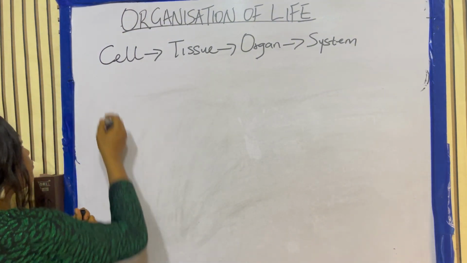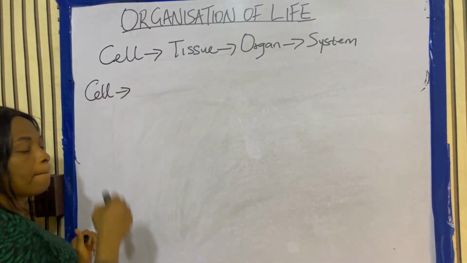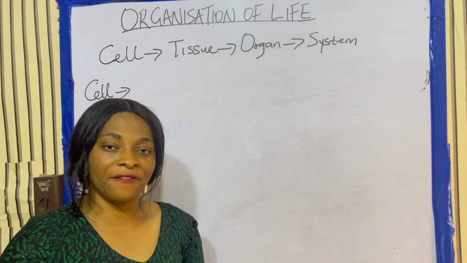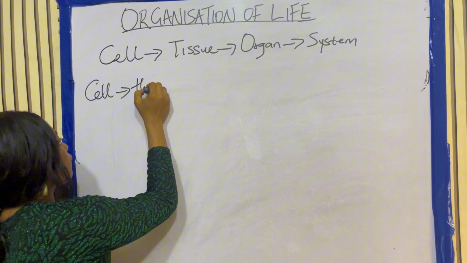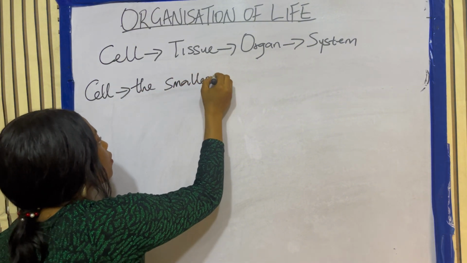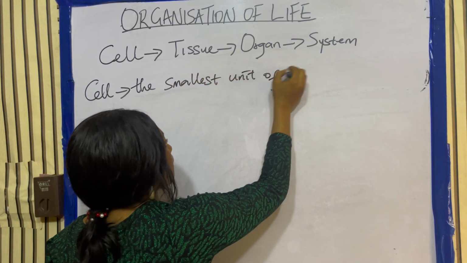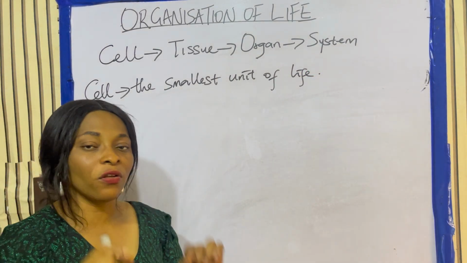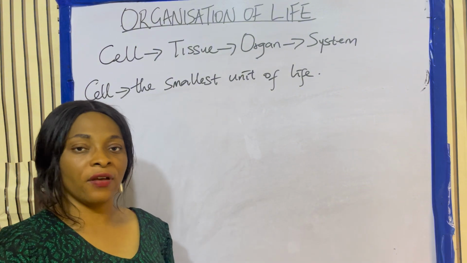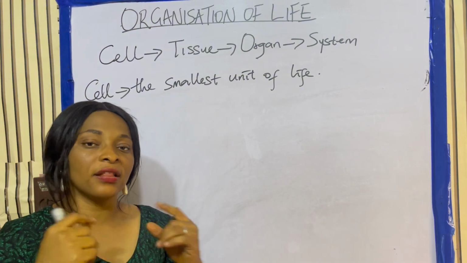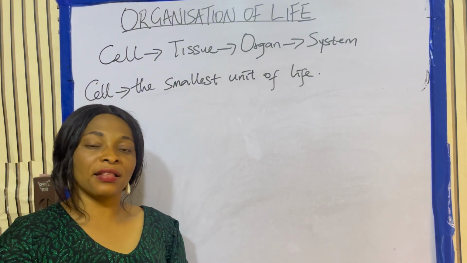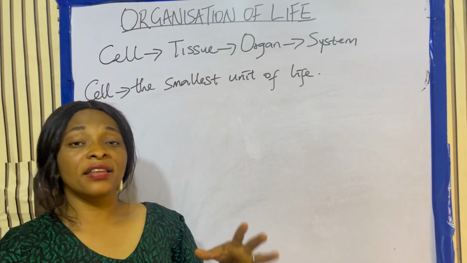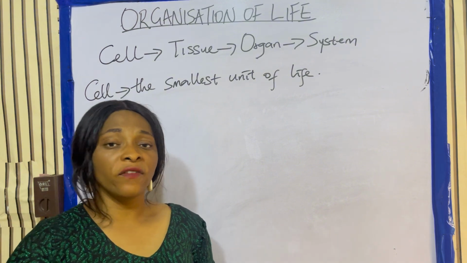Now, what is cell? We say that a cell is the smallest unit of life. We refer to it as what? Cell. The smallest unit of life. The smallest structure of life. After the cell, you will not see any other thing again. So we refer to cell as the smallest unit of life. Now we are still going to treat cell in detail in subsequent videos.